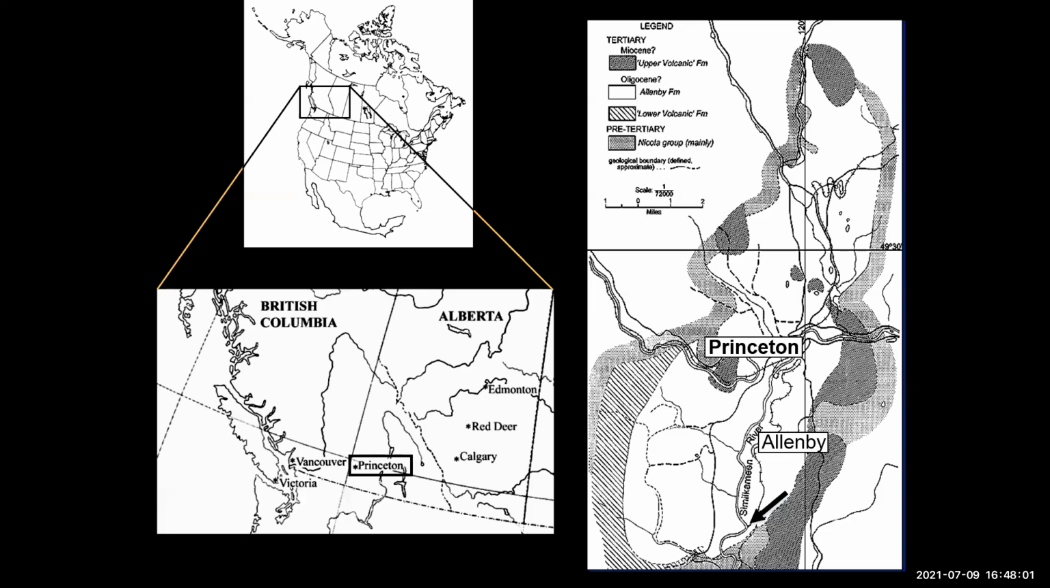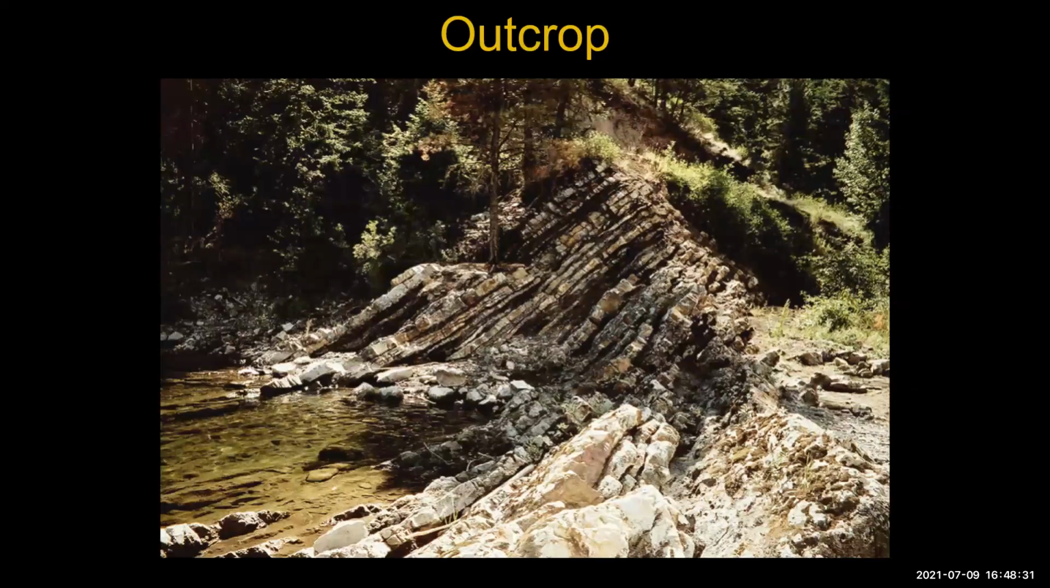Okay, I'm going to start with this map of North America. Here's Princeton in British Columbia, and this is the Princeton Basin. It's the locality that's my PhD locality. Sorry, that doesn't make sense, does it? The locality that I worked with for my PhD is from a site just south of Allenby on the river called the Princeton Chert. And it's early to middle Eocene. So it's a weird place.